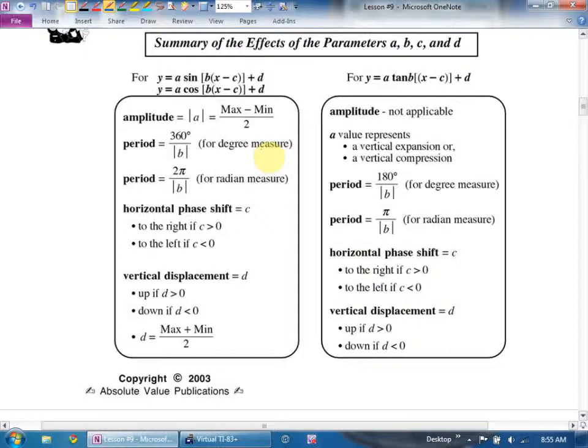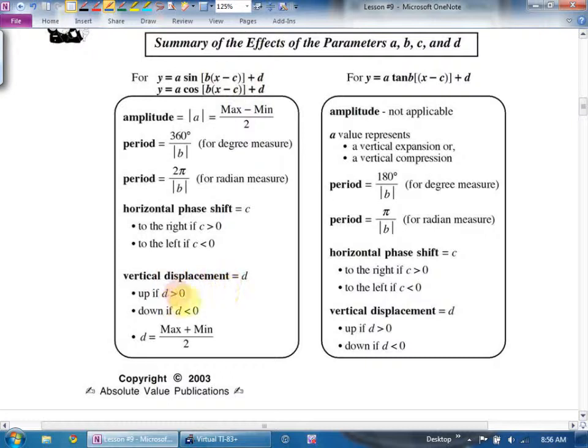Period, 360 over the absolute value of b, or 2 pi over the absolute value of b. Why absolute value of b? Because we said that period is never what? Never negative. Oh, and amplitude. Why did I say absolute value of a? Because amplitude is never what? Negative. The phase shift is c, and it's the same stuff as last unit. If you have a minus and then a positive number right there, it's to the right. If you have a plus and a positive number right there, it's to the left. The vertical displacement d.